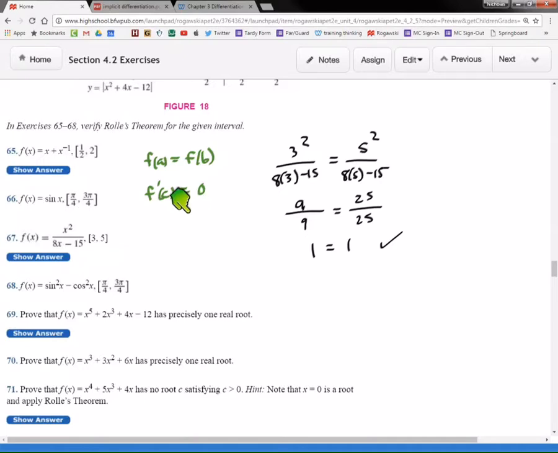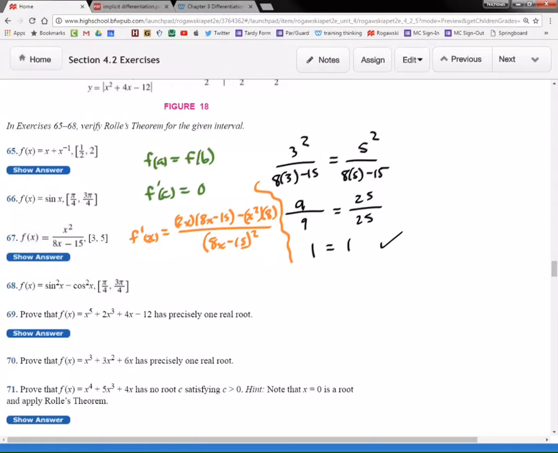Now, what about this part right here? How do we show that there's a c that equals 0 if we plug it into f prime? Well, we're going to have to take this function right here and take the derivative of it so that we can find f prime. So, f prime of x. We're going to have to use the quotient rule since there's a binomial on the denominator. The derivative of the top is 2x times the bottom, which is 8x minus 15. Subtract the top times the bottom, which is just 8, the derivative of the bottom. And then I have to square the bottom. So I have 8x minus 15 and then squared.